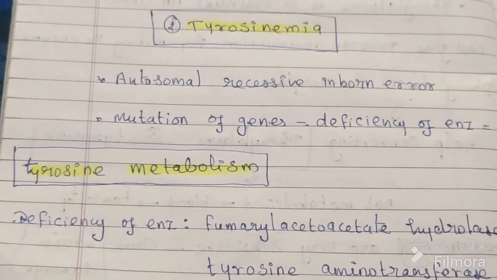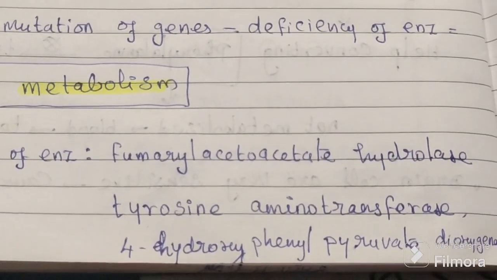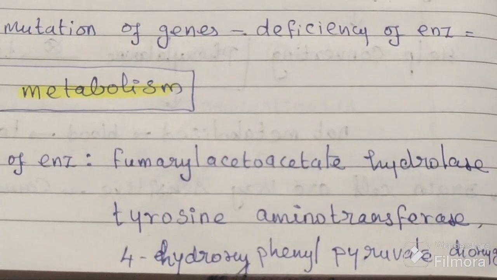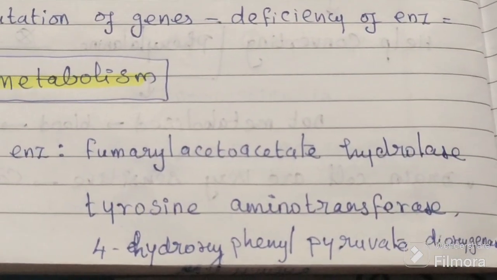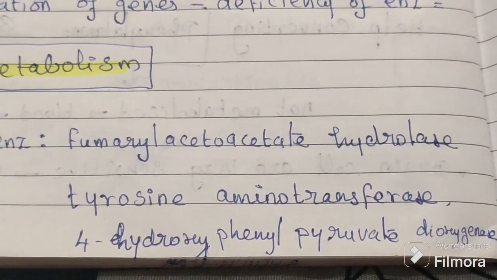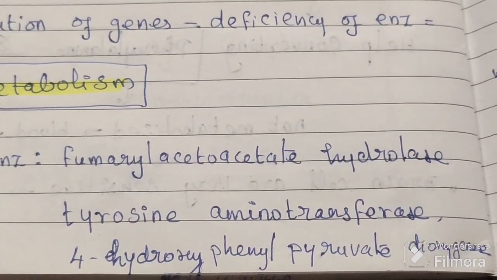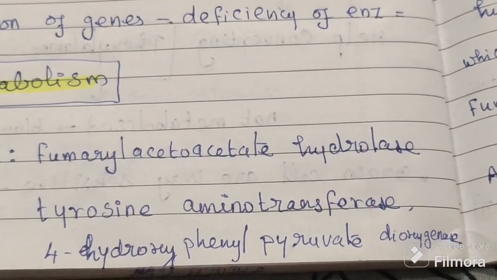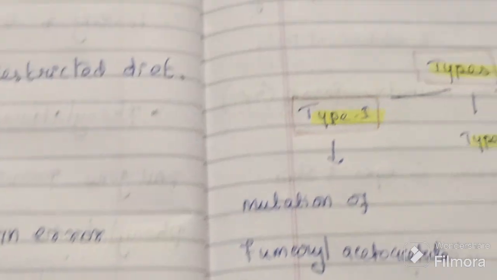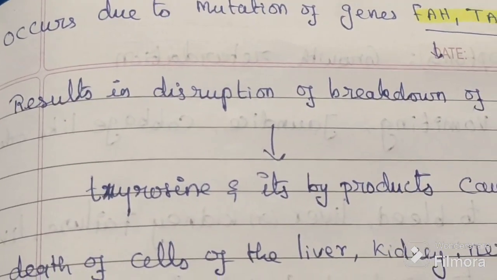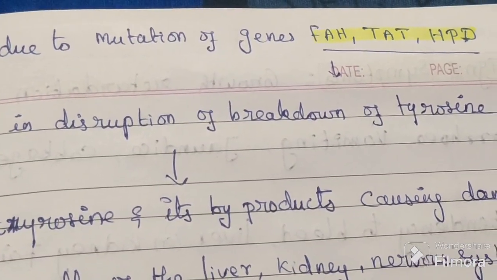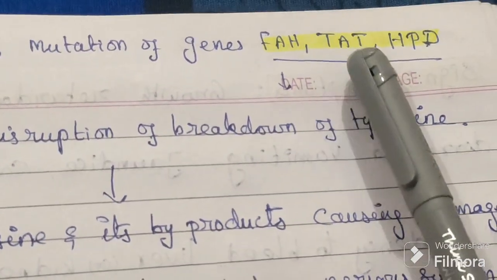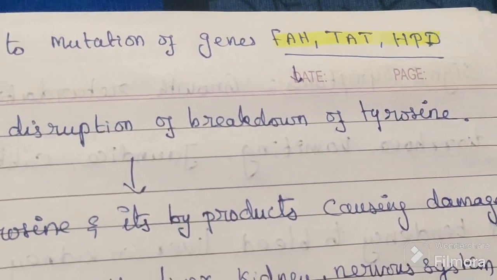The deficiency of enzyme. What are the enzymes? Fumarylacetoacetate hydrolase, tyrosine aminotransferase, 4-hydroxyphenylpyruvate dioxygenase, which occur due to mutation of genes FAH, TAT, HPD respectively.